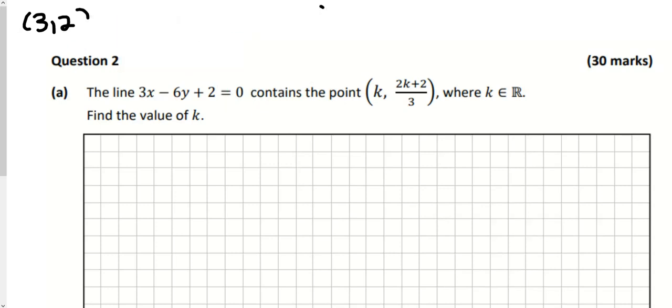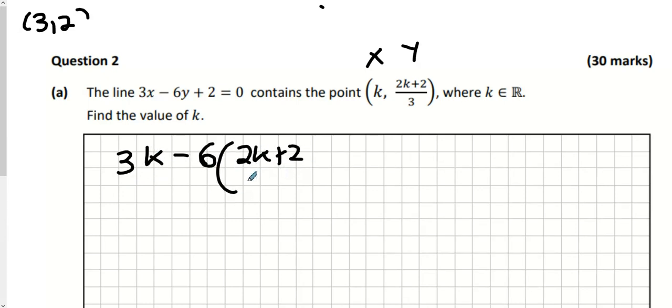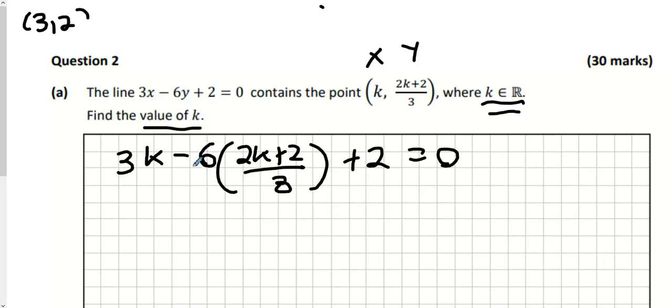Therefore, when I replace x with k and y with (2k plus 2) over 3, I'm going to do 3 times k minus 6 times (2k plus 2) all over 3 plus 2 equals 0. It has to balance because it's clearly on the line. This basically says that k is a regular number. It could be minus, a fraction, a decimal, you name it. Either way, we're going to find the value of k.